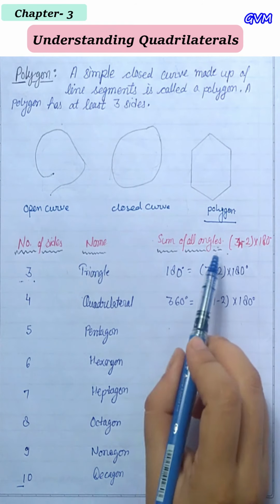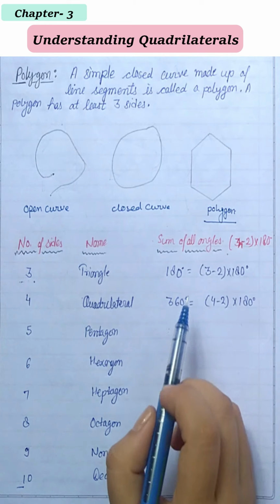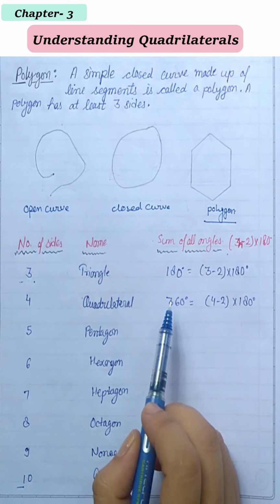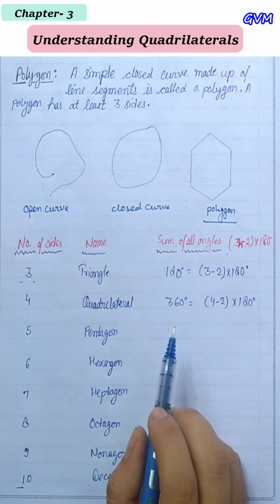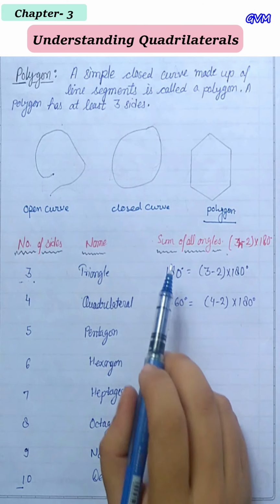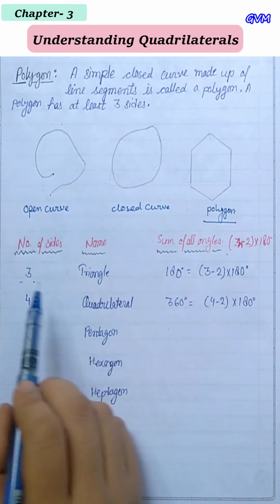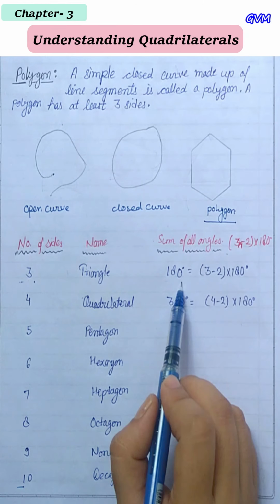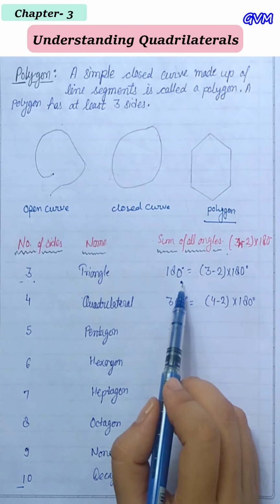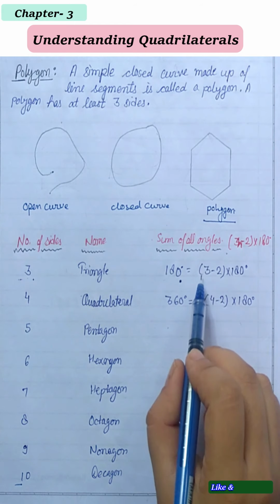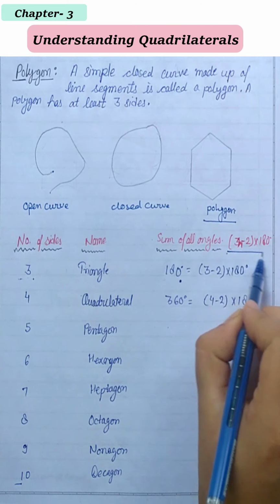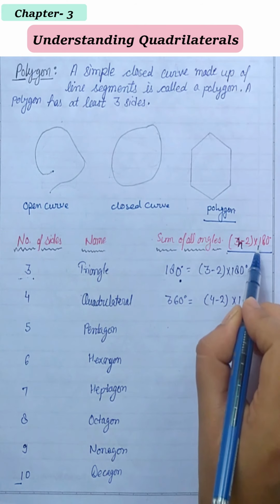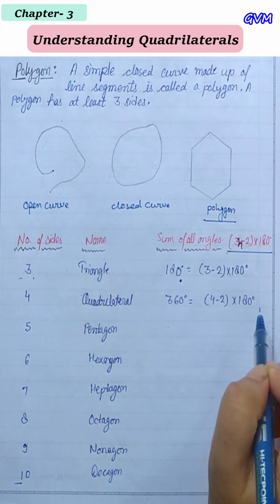Now, sum of all the angles. If we have a closed figure and we call it a polygon, then there must be angles made between the sides. So, the sum of all the angles. In a triangle, the sum of the interior angles is 180. And how do we find the sum of all the angles? We have this common formula, that is (n minus 2) multiplied by 180.